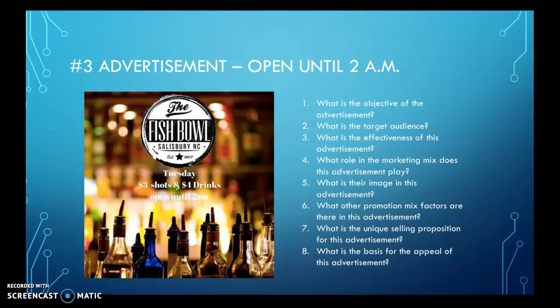What is the basis for the appeal of this advertisement? Your basis for appeal is if customers will pay for cheap shots, they will come and have a good time. If you like to have a good time, then you'll like the Fishbowl. Just come, drink, stay up late, tell your friends type thing.